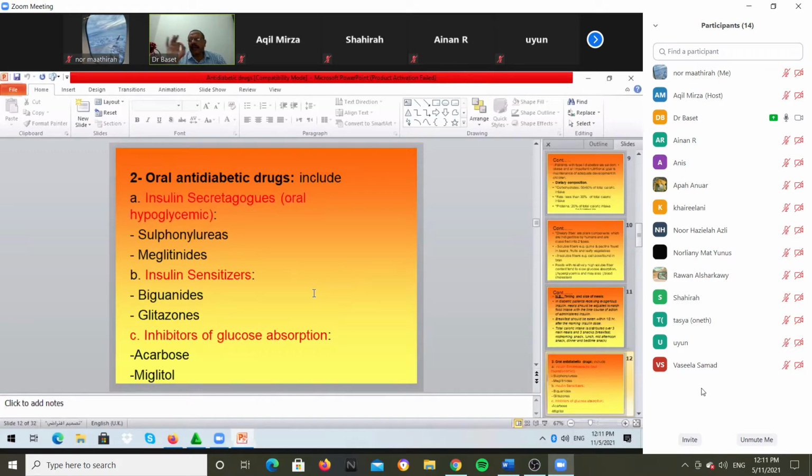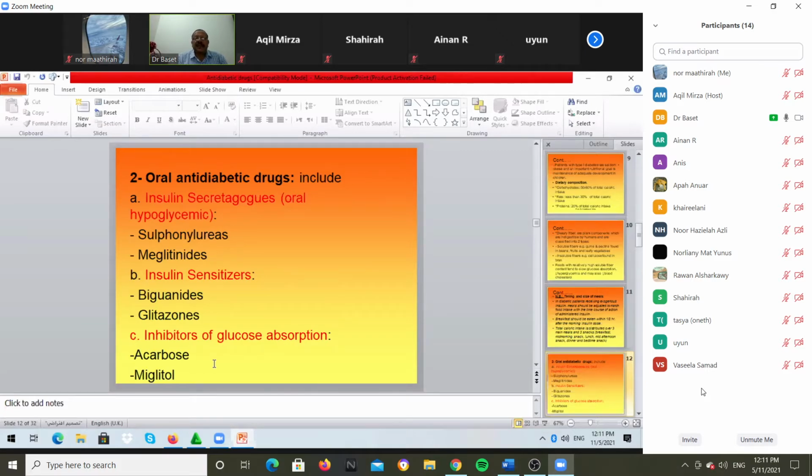Each time I have one common example, more in use. Sulfonylureas, a very old and still updated group. Meglitinides, this is in use, but less common. Insulin sensitizer biguanides are commonly used all over the world. Glitazones less. Inhibitors of glucose absorption, acarbose and miglitol.